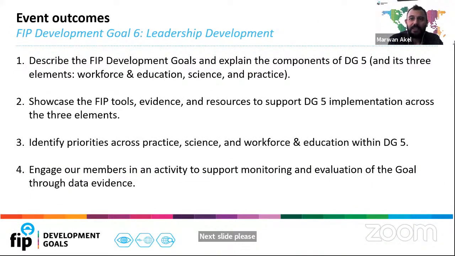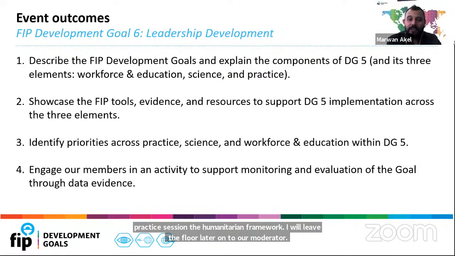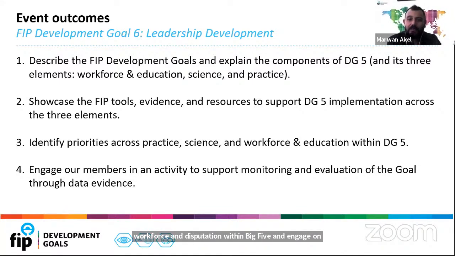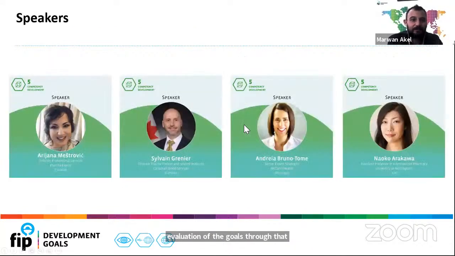Today is competency development, DG5, and we will describe the goals and explain the components of DG5: workforce education, science and practice. We will showcase the FIP tools, evidence and resources to support DG5 implementation across the three elements. We will also be launching, in the practice session, the humanitarian framework. I will leave the floor later to our speakers about the practice element, identifying priorities across practice, science, and workforce and education within DG5, and engage our members in an activity to support monitoring and evaluation of the goals through data evidence.